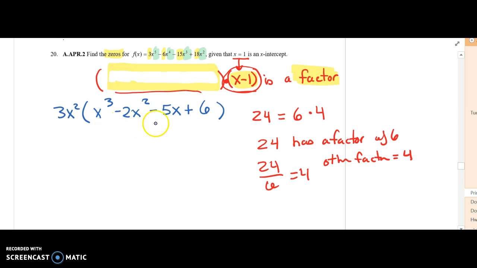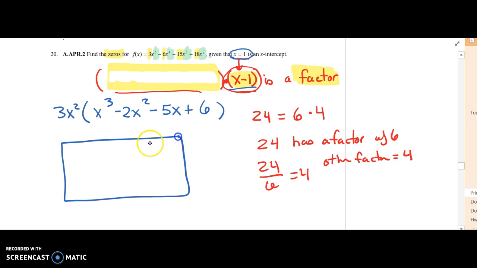I could look to group this, but I don't think it will group. Yep, I just tried it. It doesn't group. But I know that this is a 0, and therefore this is a factor. So I'm going to divide by x minus 1.